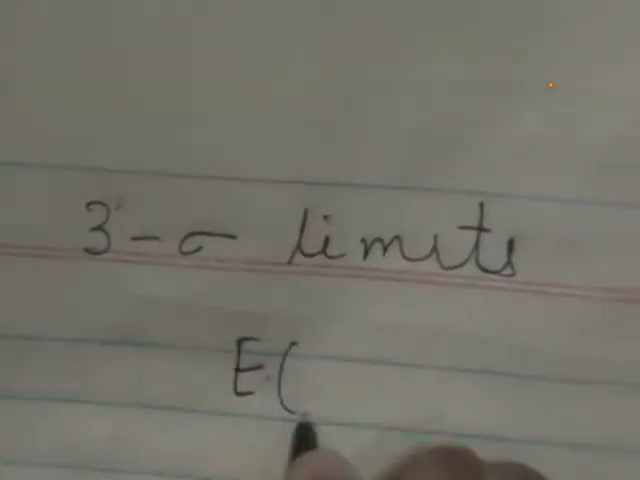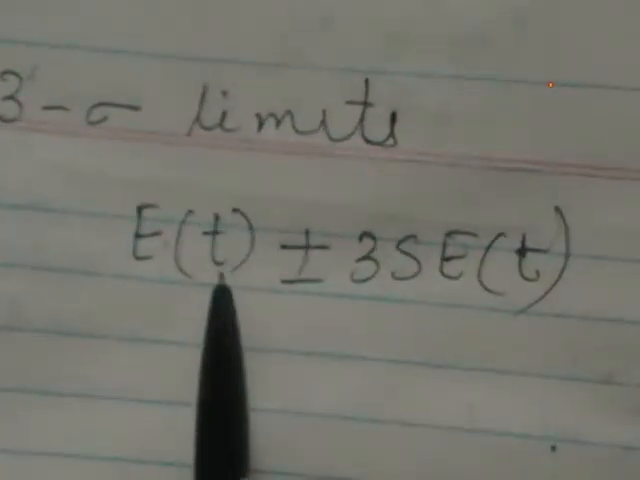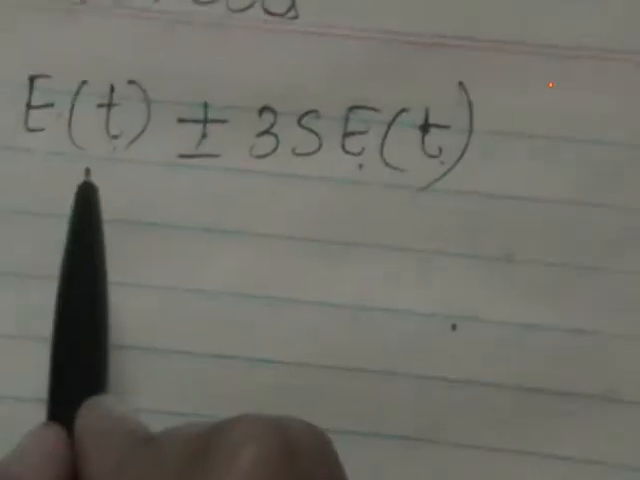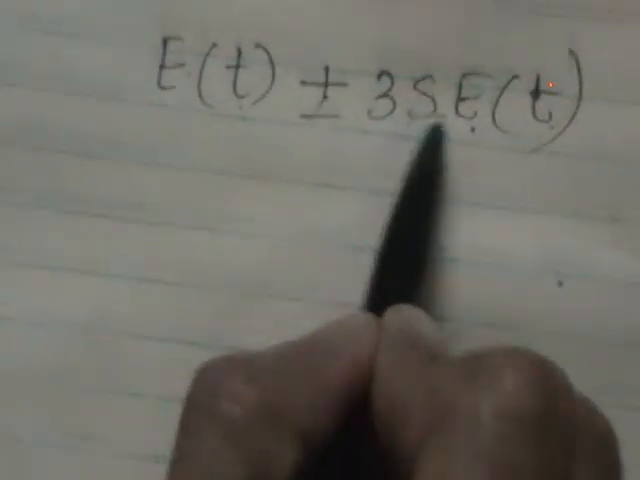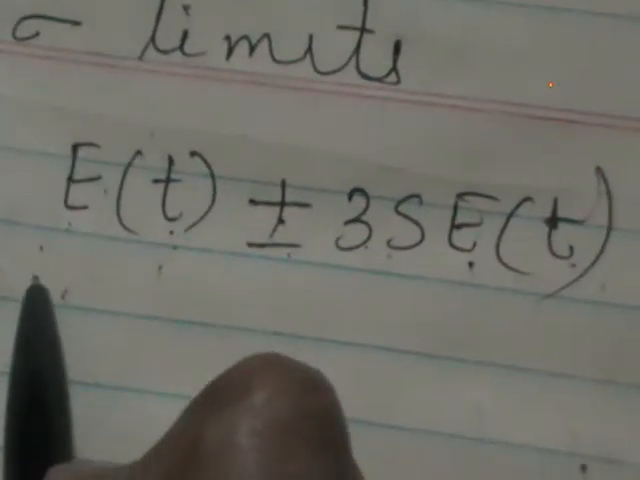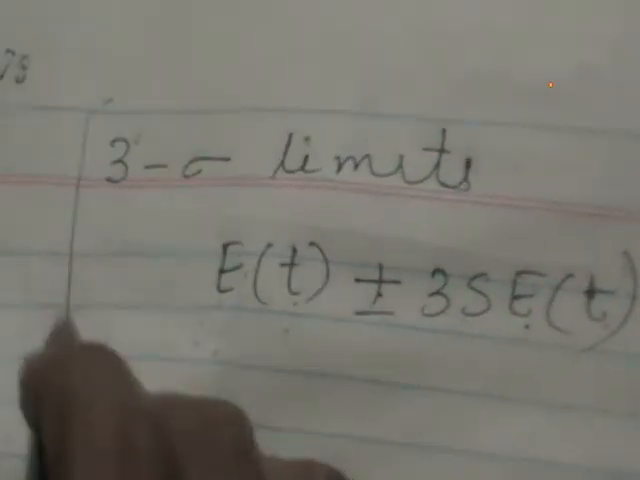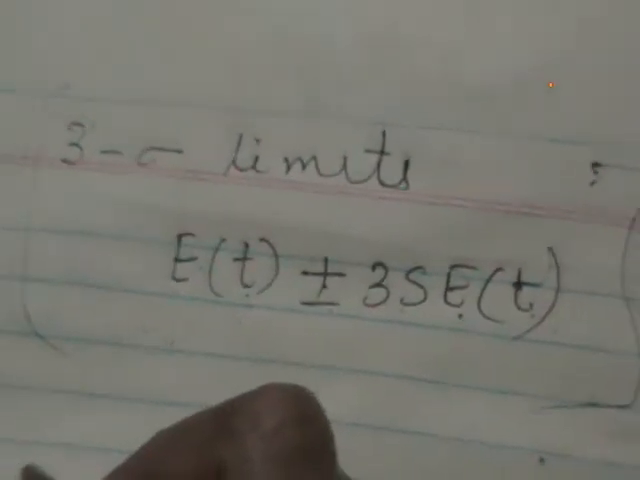Now, all these together, as I said, are called the 3 sigma limits. What are 3 sigma limits? They are nothing but the expectation of T plus or minus 3 standard error of T. The upper control limit is E of T plus 3 into SE of T, the lower control limit is E of T minus 3 into SE of T, and the control line is E of T. These three together are called the 3 sigma limits. To construct any control chart, the major point you should know is the 3 sigma limits. Okay, thank you.